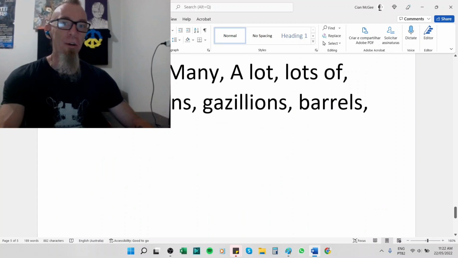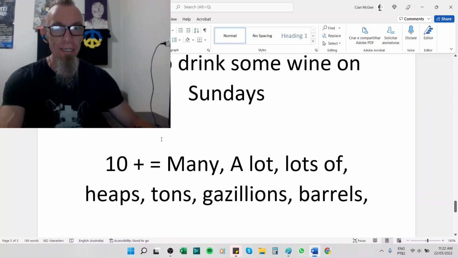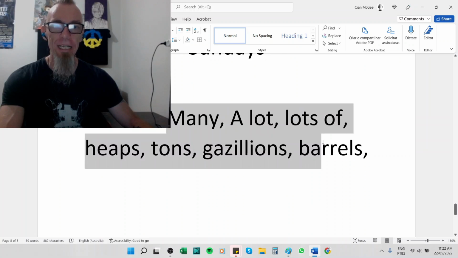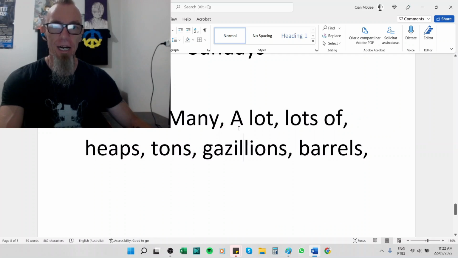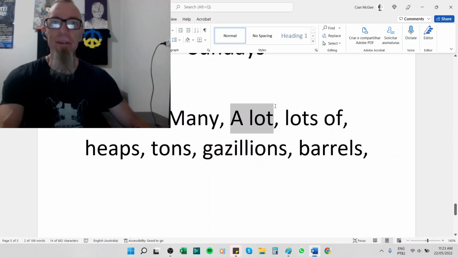Then more than 10, or subjectively, depending on what object you say, grains of rice, you know, it's going to be a little more than 10. We're looking at many, a lot, lots of, heaps, gallons, gazillions, and barrels. And so as well, when we look at many, we're looking at countable. When we look at the gazillions of water, gazillions will be countable. Tons, I don't think so. So a lot of will be either countable or uncountable.